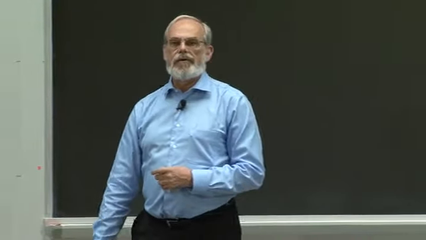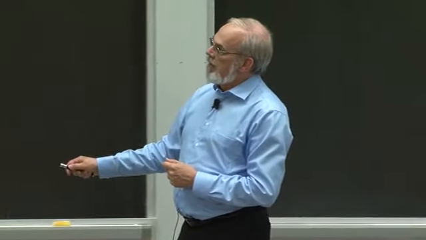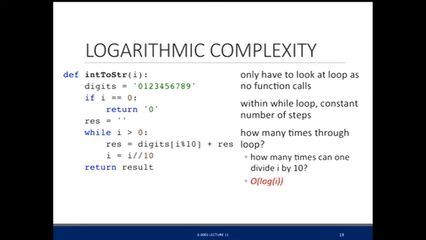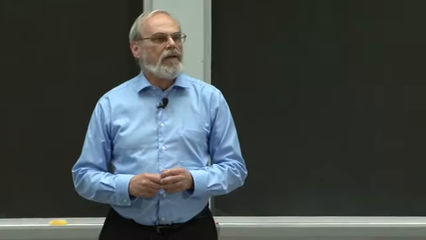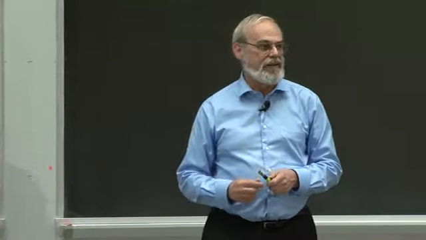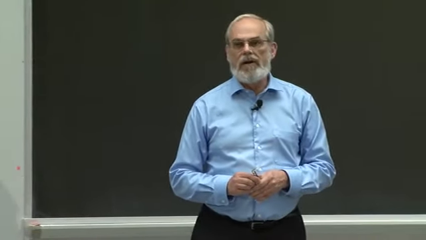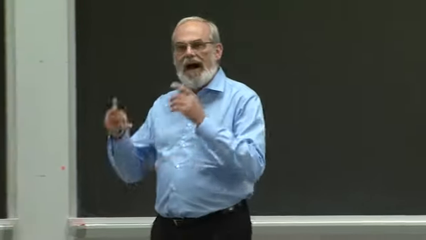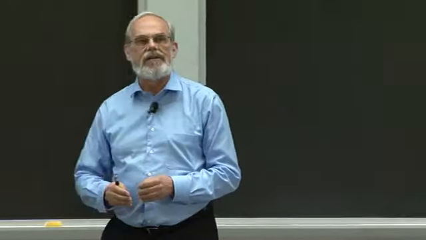What I care about is the order of growth here. This is all constant. All I want to worry about here is how many times do I go through the loop? And inside of the loop, this is just constant. It doesn't depend on the size of the integer. So how many times do I go through the loop? Well, how many times can I divide I by 10? And that's log of I, right? So it's not I itself, it's not the size of the integer, it's the number of digits in the integer.